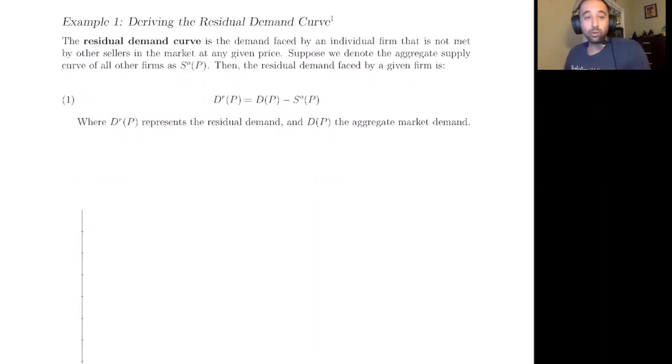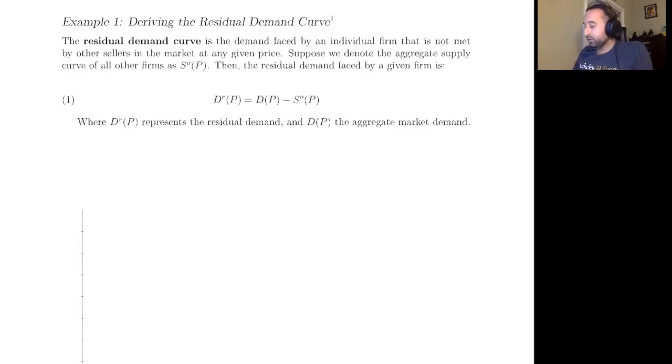Okay. And so the residual demand curve is defined as the demand faced by an individual firm that is not met by other sellers in the market at any given price. Okay, so you can think about we have a ton of firms in the market that are supplying a good, and one of those firms is facing the demand that's not met by all the other sellers in the market.